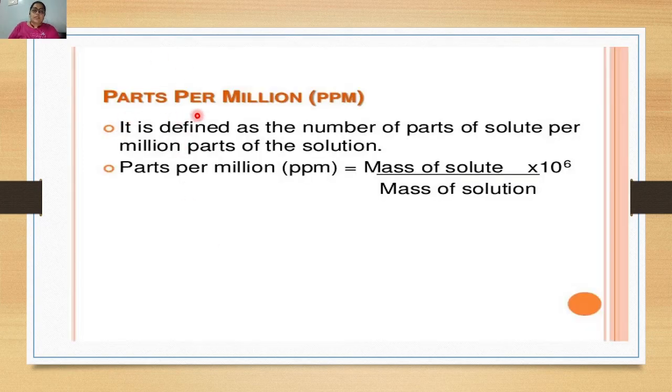The last method is parts per million or ppm, and it is defined as the number of parts of solute per million parts of solution. The parts per million or ppm is equal to mass of solute upon mass of solution into 10 to the power 6, and this method is used where we have traces of solute present in the solvent.